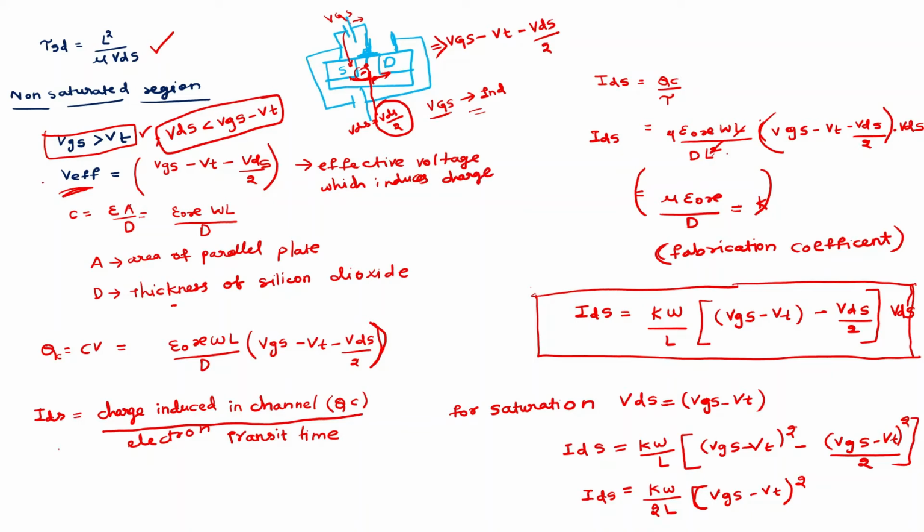All right, now we have come to the major important point: V effective equals VGS minus VT minus VDS by 2. Now let's discuss the insulator between the gate and the substrate. There will be an insulator, silicon dioxide, the thin oxide. Because of that there will be some capacitance, which is due to charge accumulated.